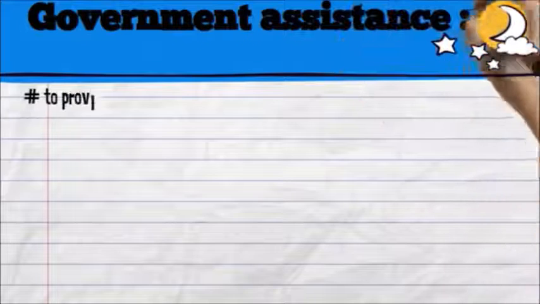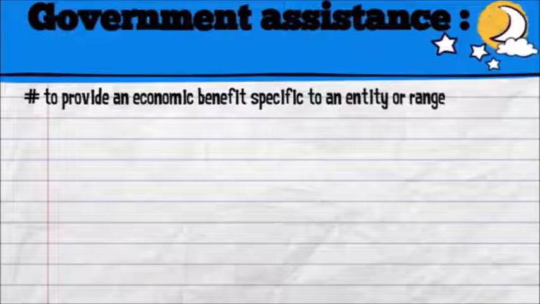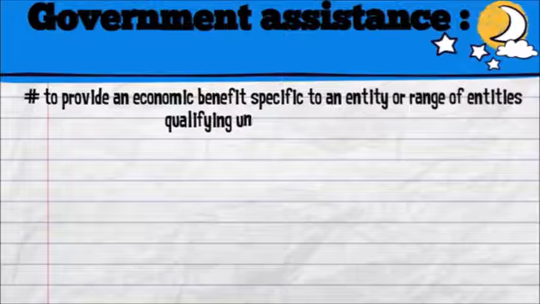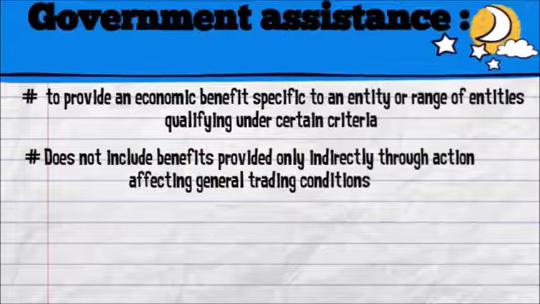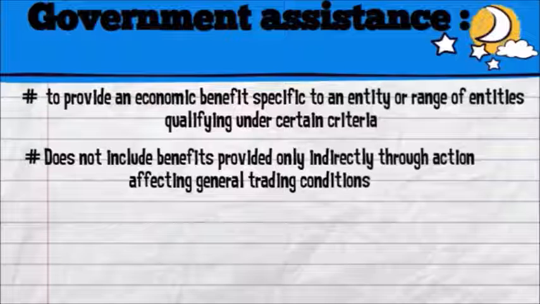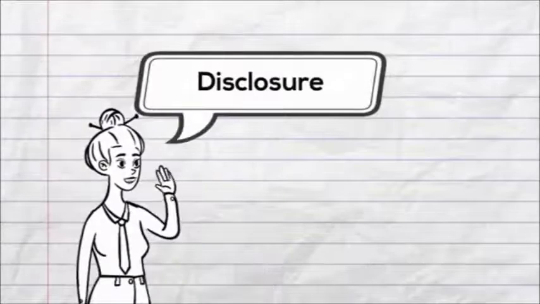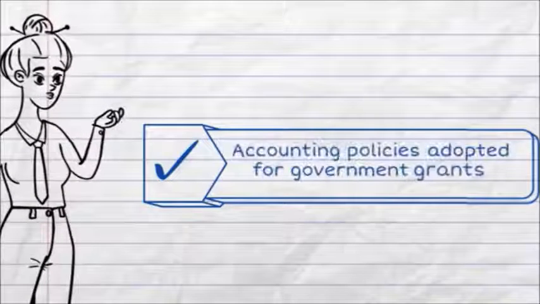Okay, now let us look at government assistance. Government assistance is an action by the government designed to provide an economic benefit specific to an entity or range of entities qualifying under certain criteria. Government assistance does not include benefits provided only indirectly through action affecting general trading conditions, such as the provision of infrastructure in development areas or the imposition of trading constraints on competitors, and is not quantified or introduced into the financial statement.